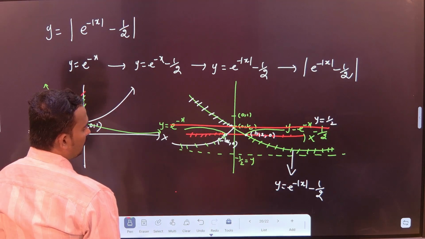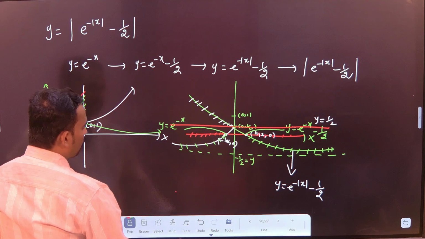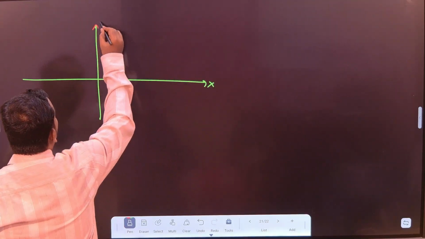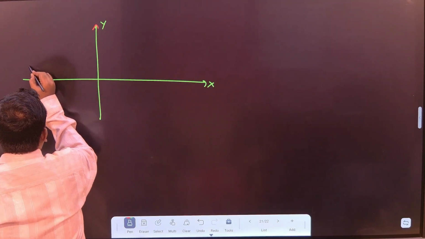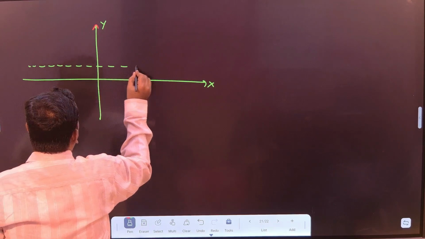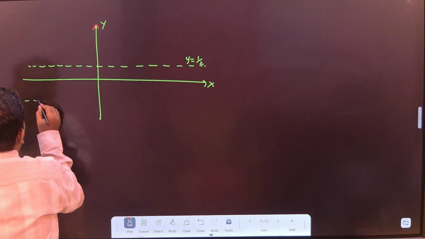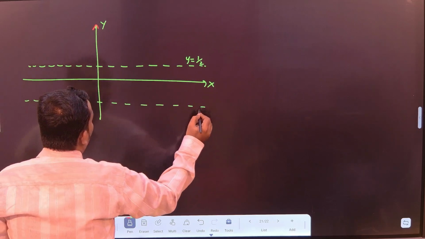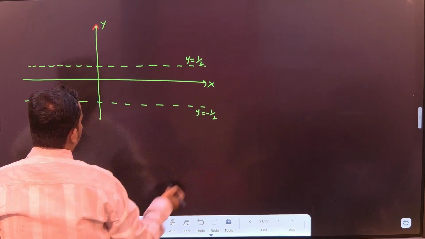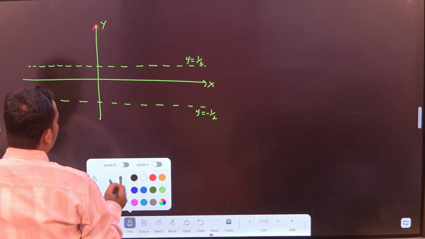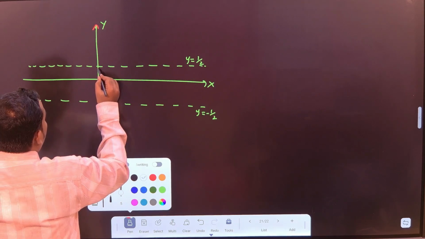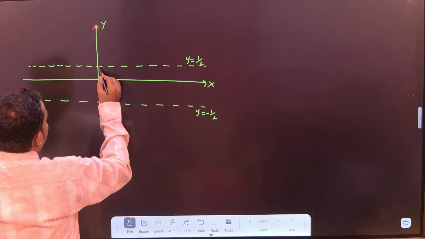Yes. Clear? Then I will draw separately what the graph is. So if you're not able to understand, first you have to draw the graph of this. This is your y is equal to 1 by 2. So this is your y is equal to minus 1 by 2. You know what the graph is here? This is your graph, right?